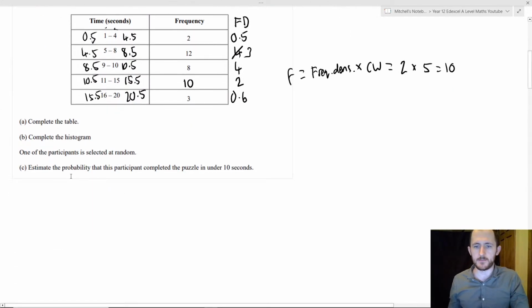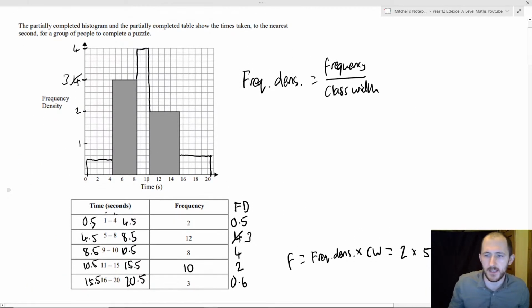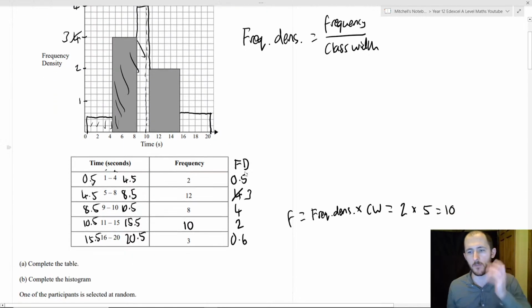Lastly, part C, it says one of the participants is selected at random. Estimate the probability that this participant completed the puzzle in under 10 seconds. So 10 seconds is all of this stuff here. I'm going to draw a dotted line, and it's all of this stuff here, all of these probabilities. So we can work this out.